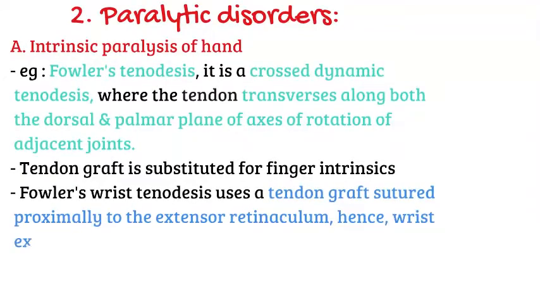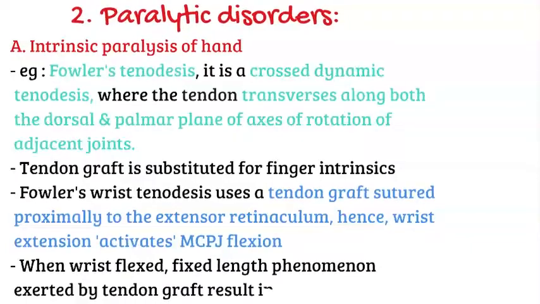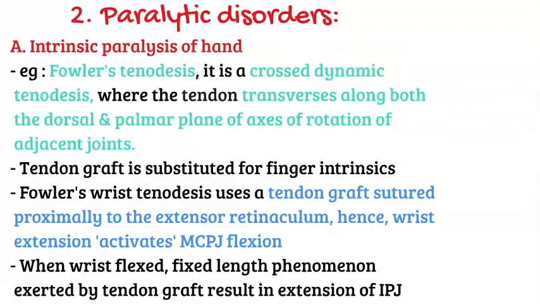The tendon graft is substituted for finger intrinsics. Fowler's wrist tenodesis uses a tendon graft sutured proximally to the extensor retinaculum. Hence, wrist extension activates the metacarpophalangeal joint flexion.